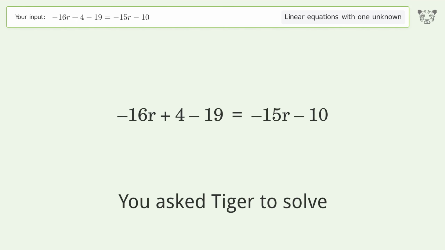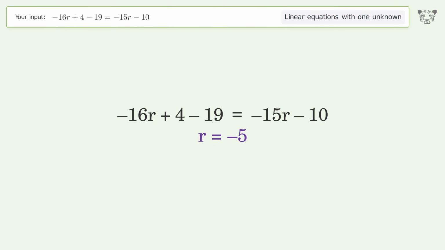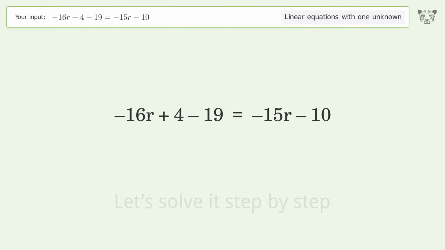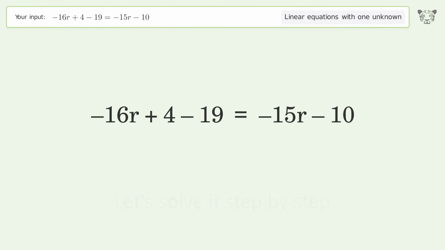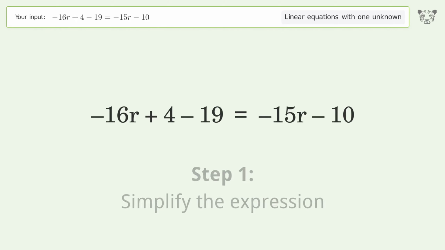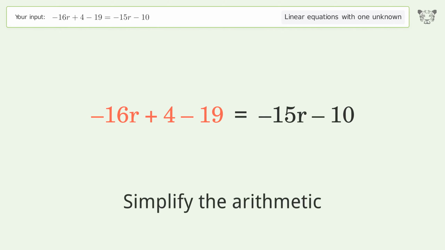You ask Tiger to solve this. This deals with linear equations with one unknown. The final result is r equals -5. Let's solve it step by step. Simplify the expression. Simplify the arithmetic.